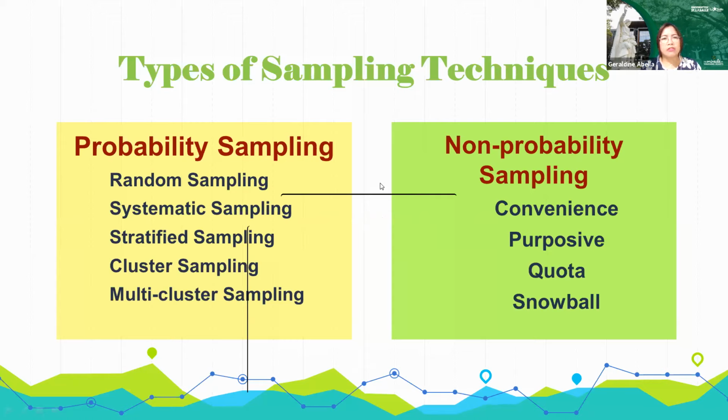Quota, if the number of respondents is set, and then snowball, if you started with a very small sample size, and then the sample size increases as you get references from your small group of respondents.